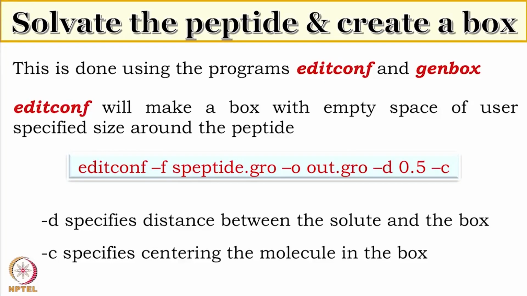So instead of minus c, what are my options? Can I give some? Then you have to specify the coordinates. X, Y, Z. Yeah, x, y, z. Then you have to specify where exactly you want your peptide to be.